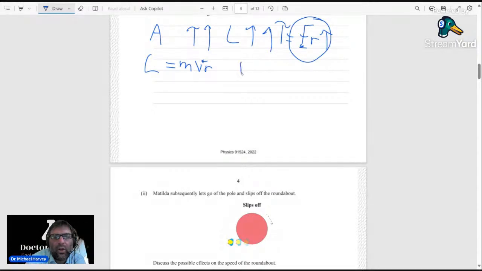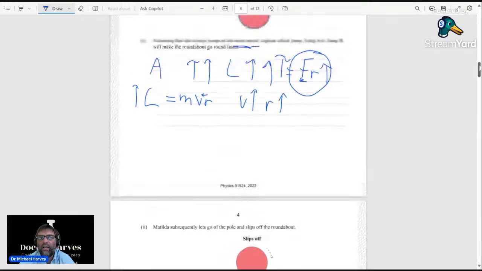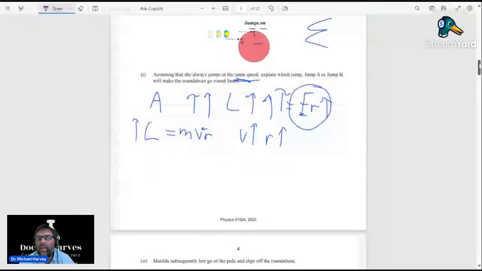So again, when velocity increases, and also when R increases, the angular momentum will also increase. The last point is that point A is at the greatest radius from the center of mass compared to point B. So as R, the radius, increases, the torque increases, which will increase the speed, because the angular momentum equals mass times velocity times R. So again, R is increased, velocity increases, the angular momentum increases.